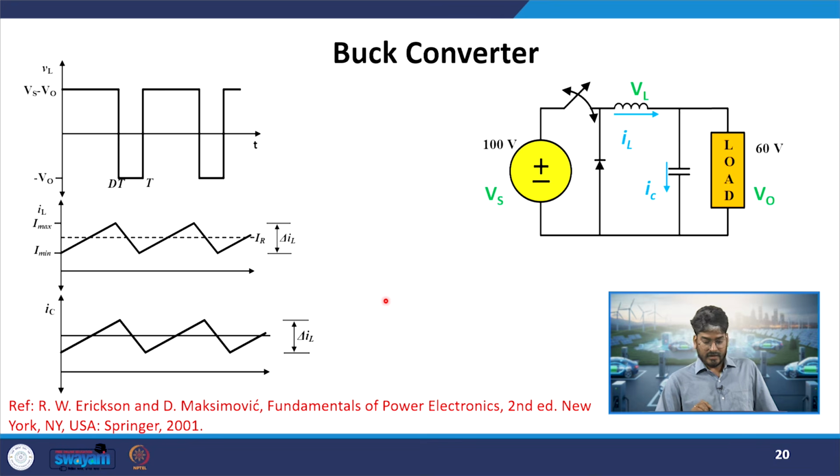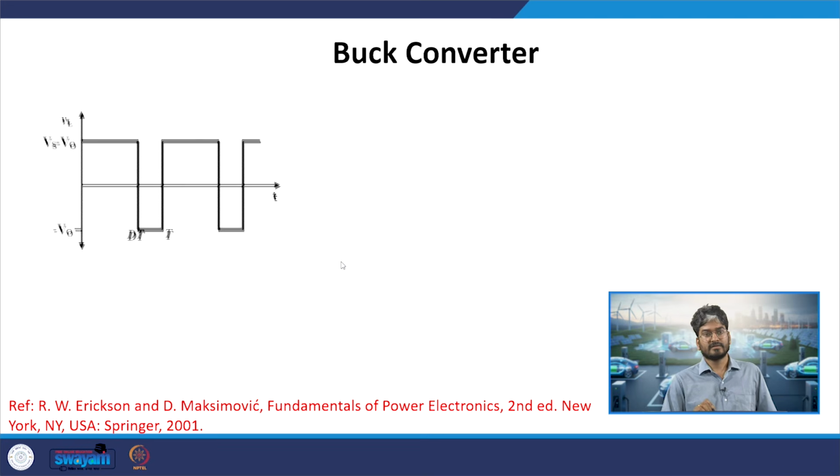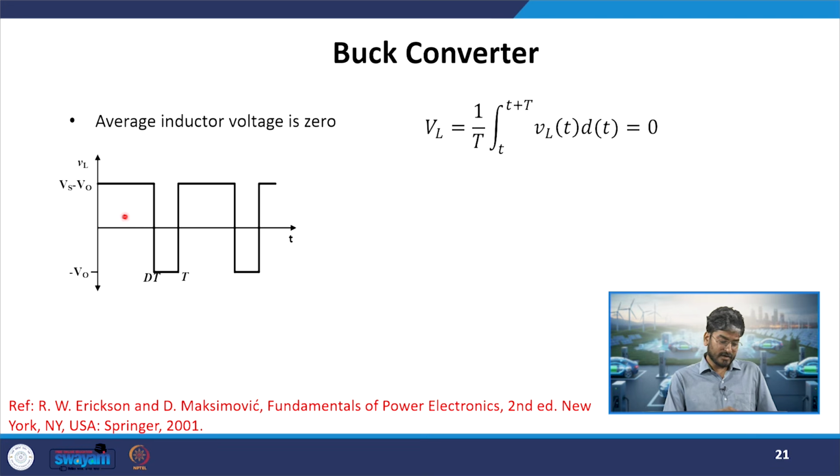Now, coming to the various graphs of voltage and currents. First, what will be the inductor voltage? When the switch was in the on condition, it was equal to the input voltage minus your output voltage, so Vs minus V naught. When the switch was in the off condition, it will be equal to minus V naught. That will be true after dT time till the end of your cycle.